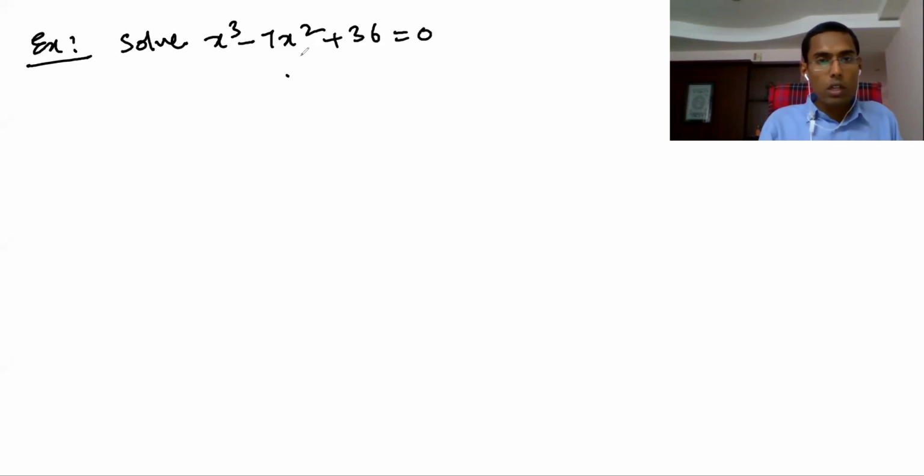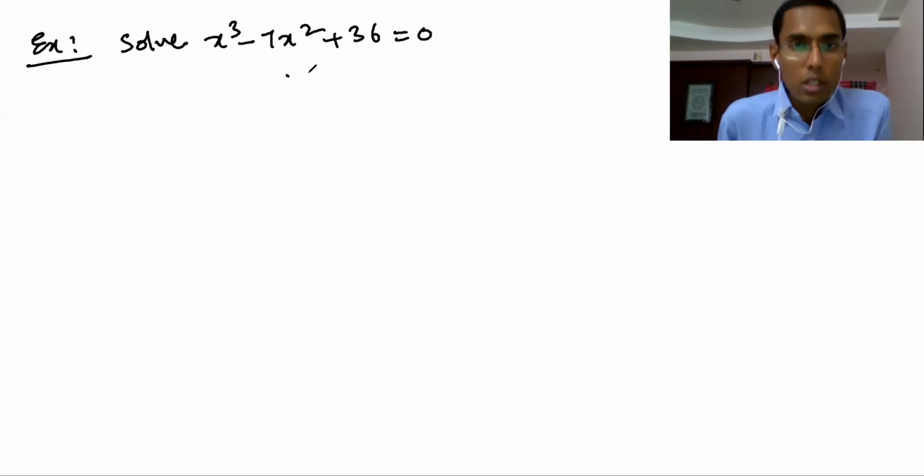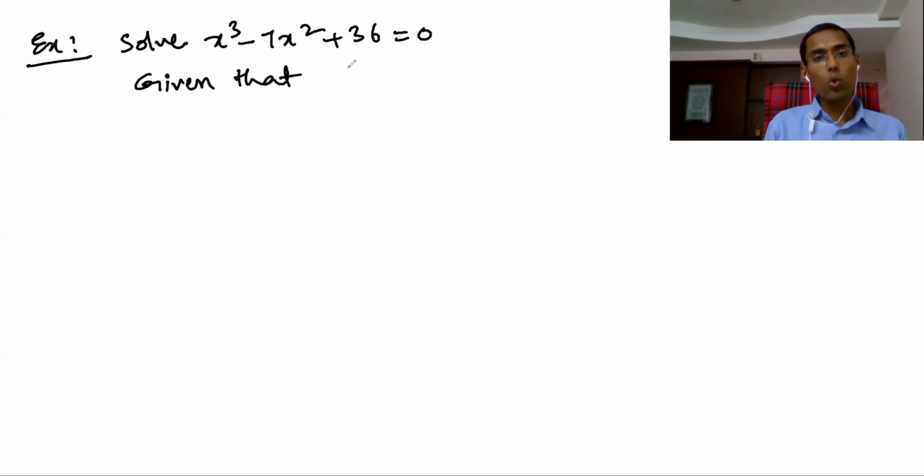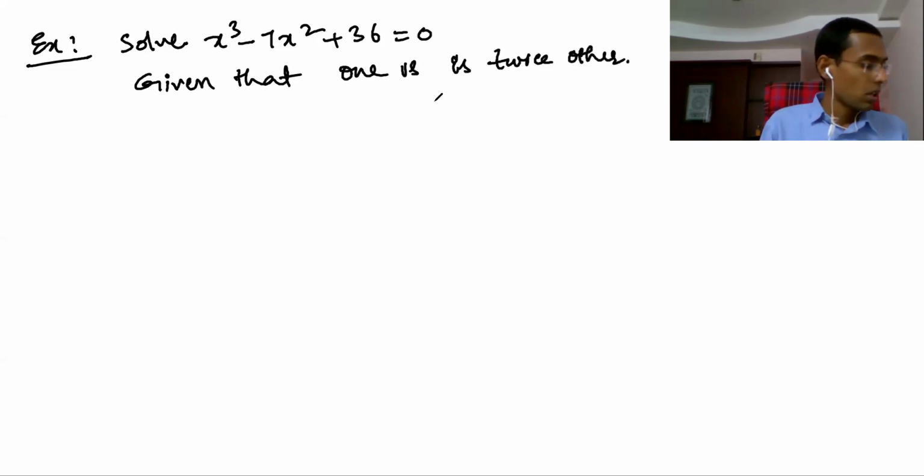Okay, now here we have to solve x cube minus 7x square plus 36 equal to 0. And what is given here, you need to solve. One thing is given: one root is twice the other. So that is what is given. So now by using this information, we have to solve.